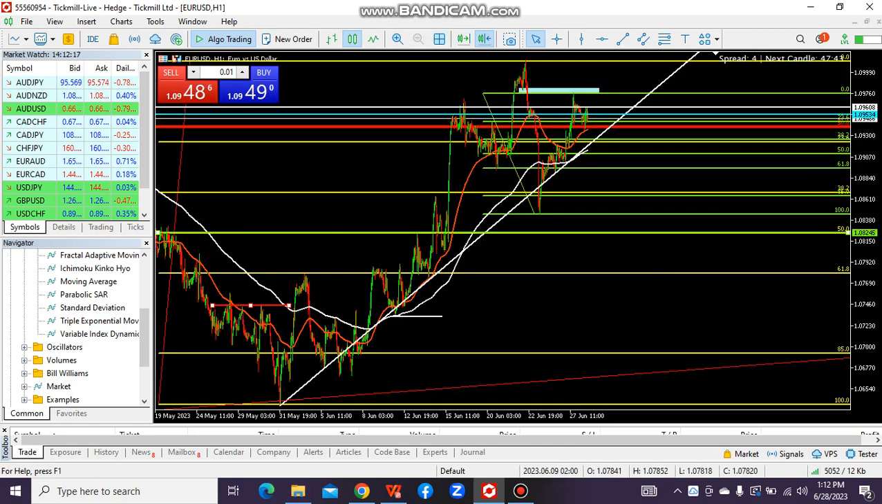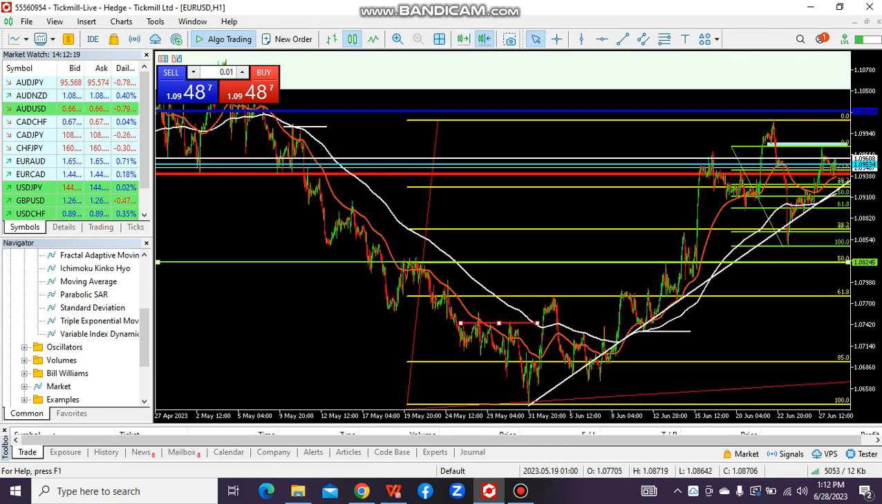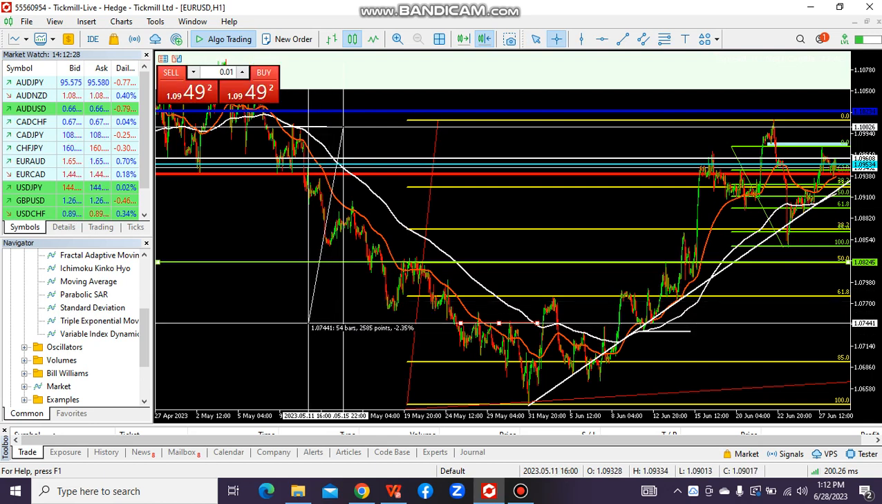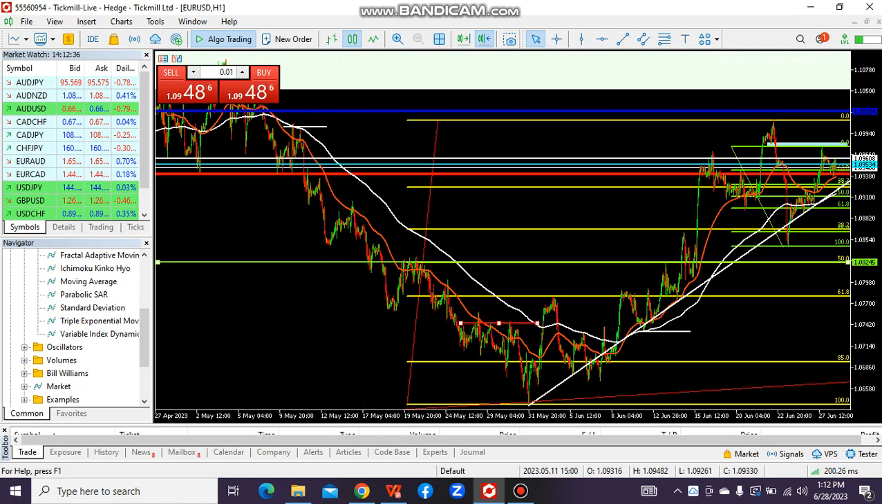Now, let me show you quickly what the pips was on this one. It's from there all the way down to this area here. 258 pips. It was a 258 pip move. Just this one move there.